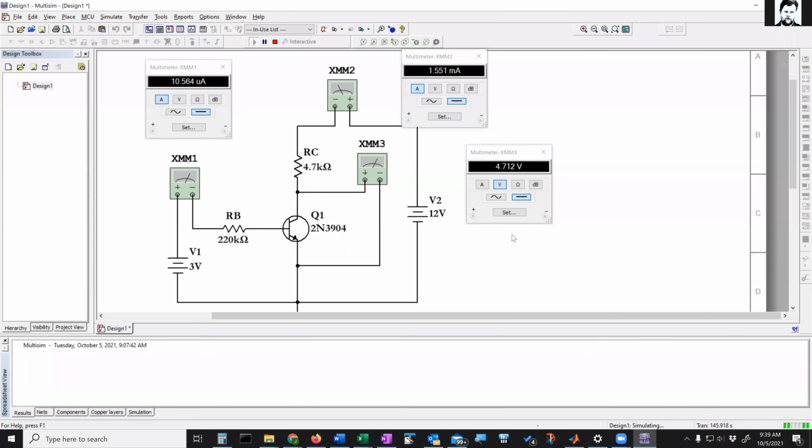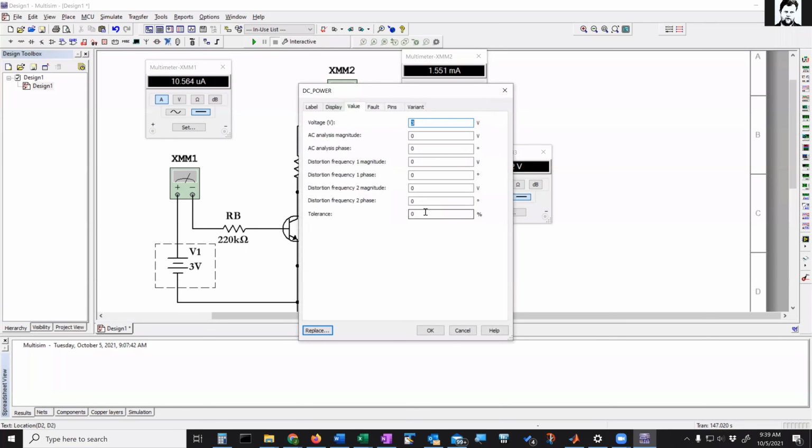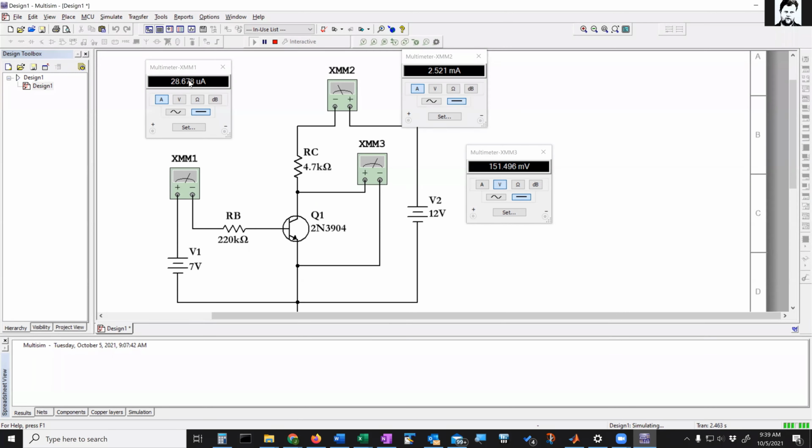So let's see if we can get to some higher levels. I'm not doing all the points, I'm just jumping. So let's try the last point, I think was 7. Okay, so at 7 volts my base current is 28 micro. My collector current is 2.5. And the collector emitter voltage is 151 millivolts.